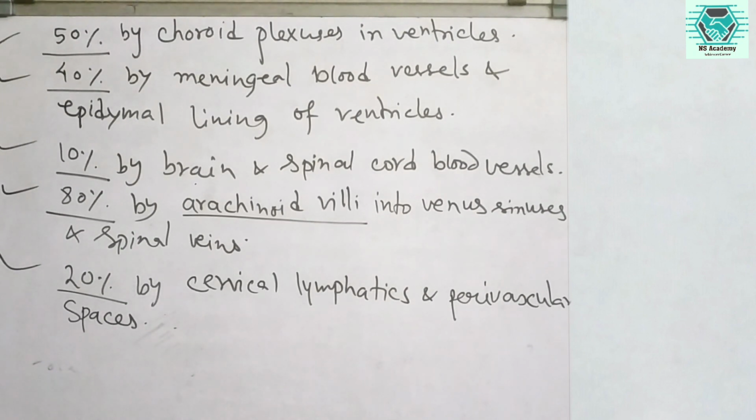Basic mechanism is the active transport. Hope you people can understand. We will further go to the blood-brain barrier and also the circulation of CSF in our next video.